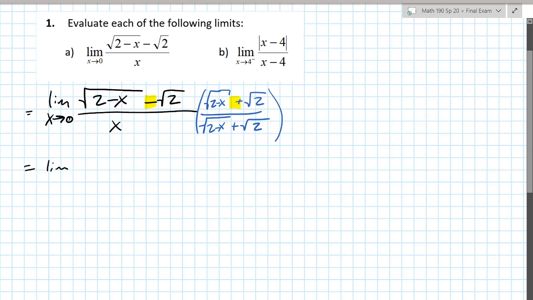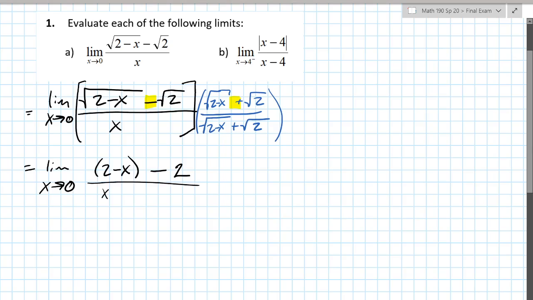So then we have the limit as x approaches 0 of distributing this, because we are multiplying the whole top by the whole top, so we have to FOIL. So distributing this gives us 2 minus x. The inside and outside terms cancel out. That's the whole reason for doing the positive and the negative like we did. And then the last terms give us a negative 2.